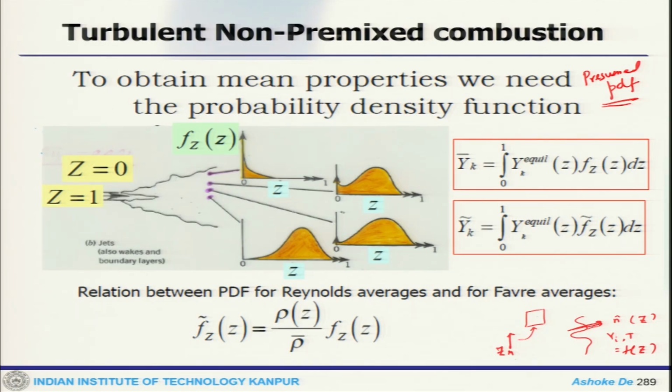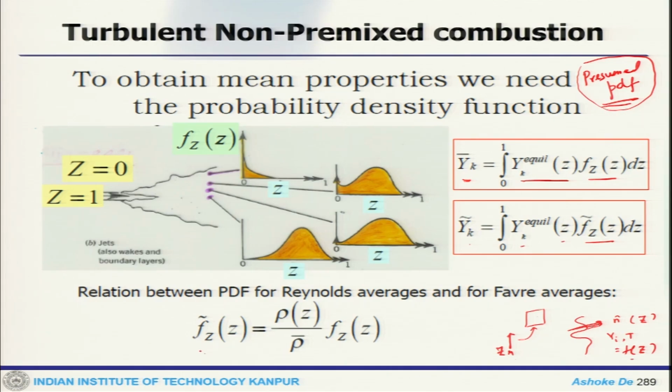Compared to that, when you look at this presumed PDF, it is much simpler, much easier to implement, and it is quite faster. Now, what happens? Our mean species mass fraction will be integrated over the equilibrium mass fraction, which is a function of Z, as I explained here, and the probability distribution function or density function F(Z) dZ, and the Favre average mass fraction would be the equilibrium mass fraction, which is a function of Z, and the Favre average density function.